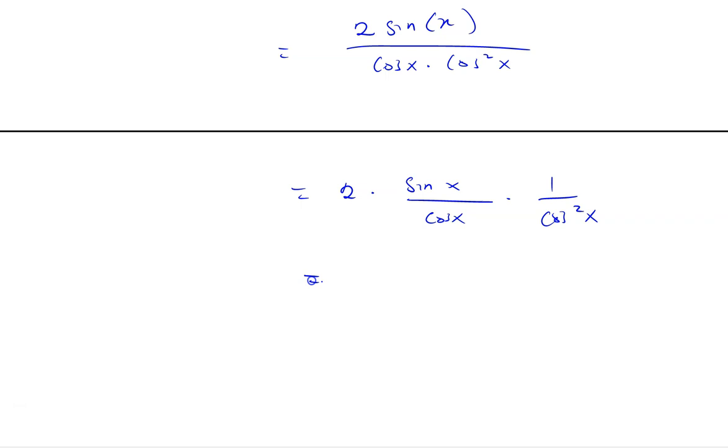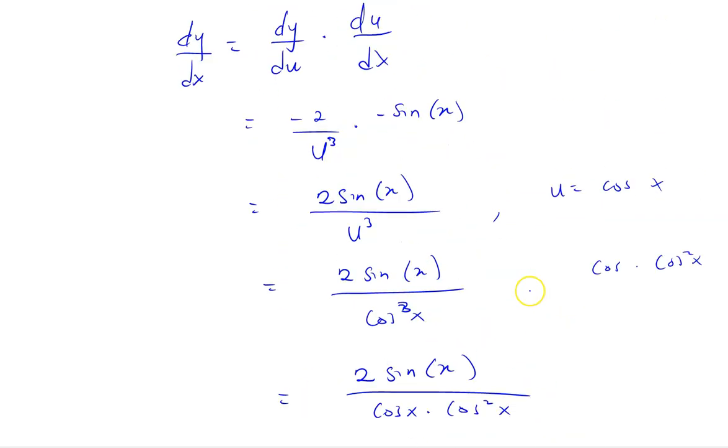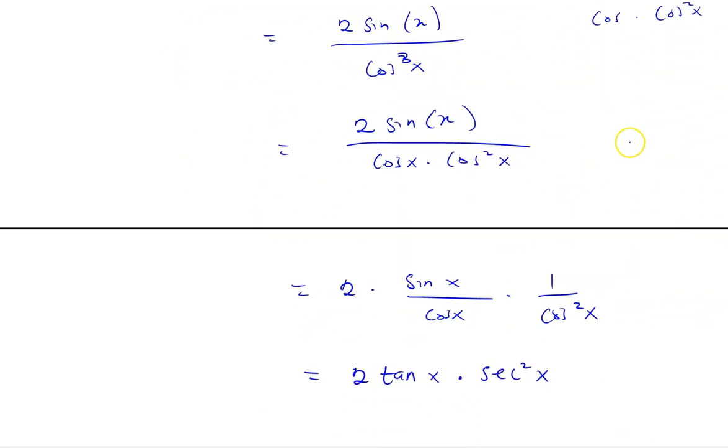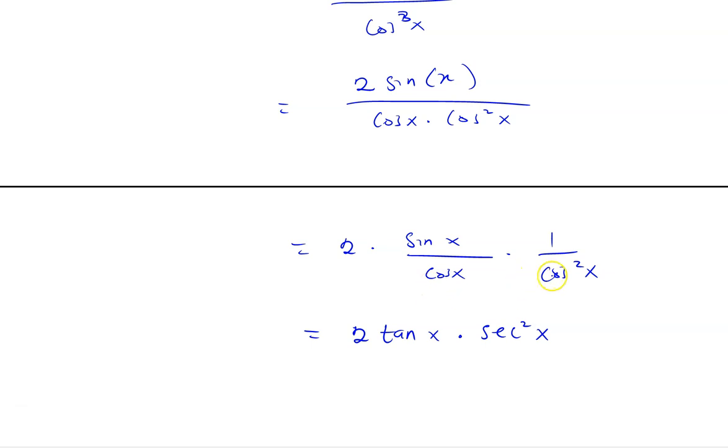So at this point, what do we have? Sine x on cos x is the same as tan x. We get 2 tan x multiplied by, and this is the same as sec squared x. Are you okay? So we are able to prove that one here. This one, we made it clear that it is the same as 1 on cos squared x. So in that case, 1 on cos squared x is the same as sec squared x.